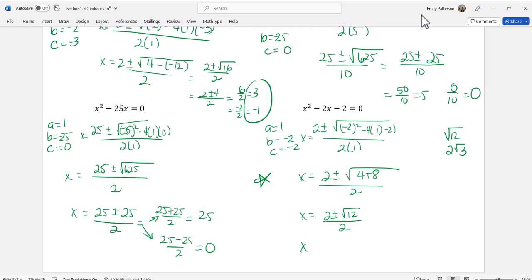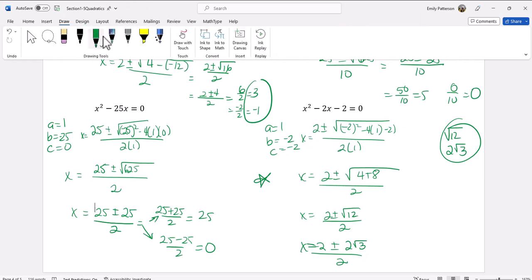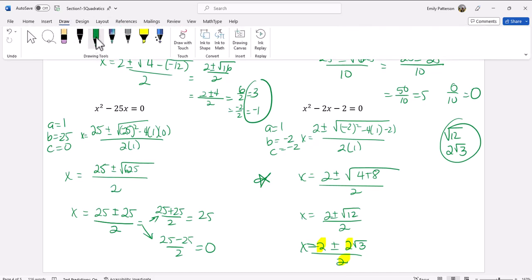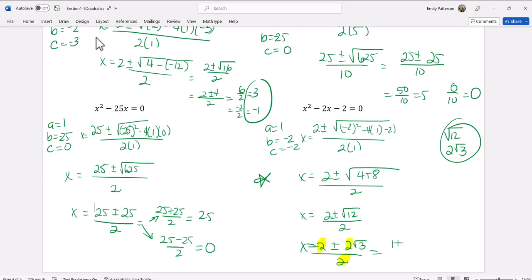So what I have here is 2 plus or minus the square root of 2 radical 3, which is what we just did, all over 2. And as we said before, anytime I have a fraction where I can divide every single term by the same number, like this one, I can divide this one by 2, this one by 2, and this one by 2, so that's exactly what I'm going to do. So what I have now is 1 plus or minus the square root of 3 all over 1, or just 1 plus or minus the square root of 3.